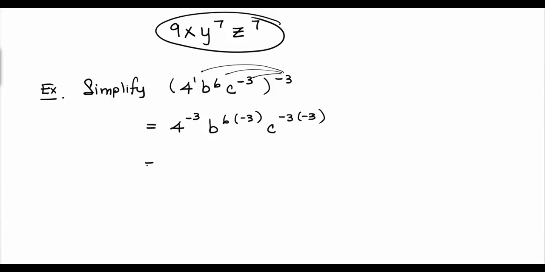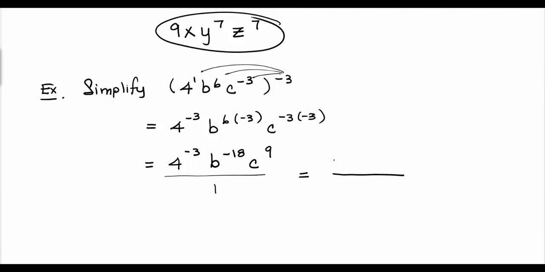Right? So that gives me 4 to the negative 3, B to the negative 18, and C to the positive 9. And remember, we can't have any negative exponents, so you can think of this as all over 1. So anything that has a negative exponent, you just change places. If it's in the numerator, it goes to the denominator.